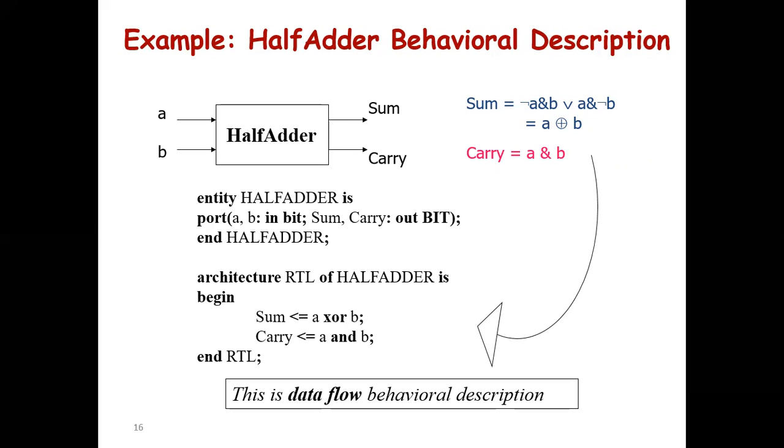Next, we need to define the architecture RTL of half adder. Begin with sum equal to A XOR B, carry equal to A AND B in RTL. So this is the data flow behavior description.